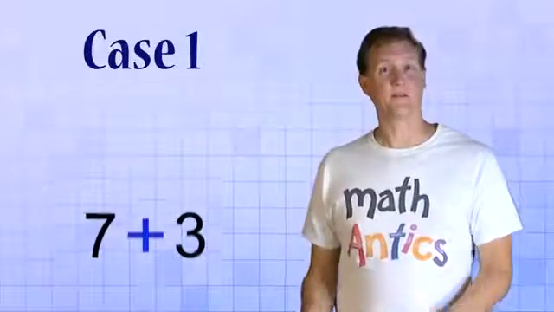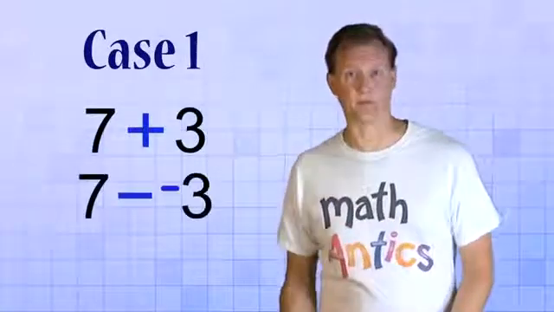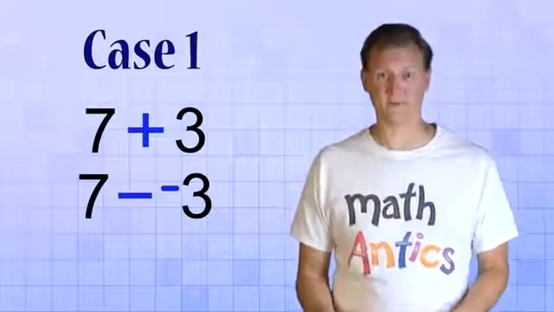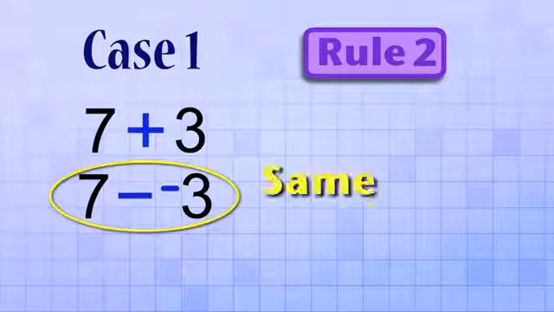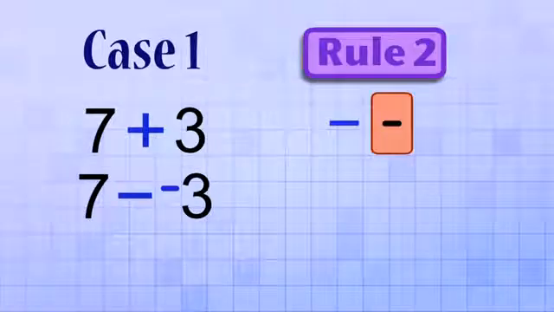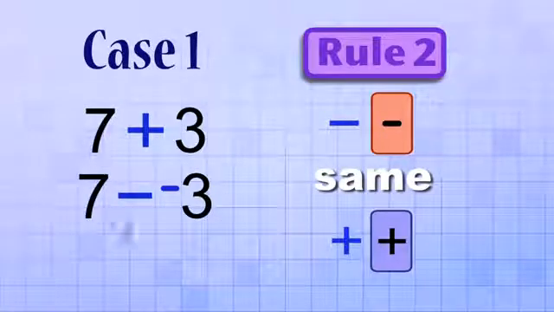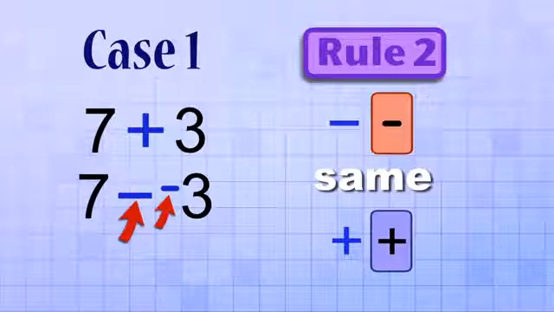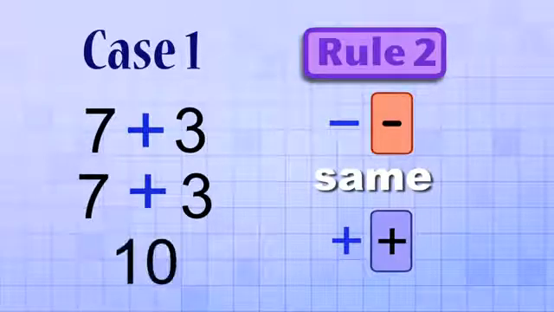But what if instead of 7 plus 3, you're given the problem 7 minus negative 3? That seems a lot harder, right? Well, if you remember rule number 2, it's not harder at all. In fact, it's exactly the same problem, because rule number 2 says subtracting a negative is the same as adding a positive. We can change the minus negative 3 into plus 3, and we get the same answer, positive 10.